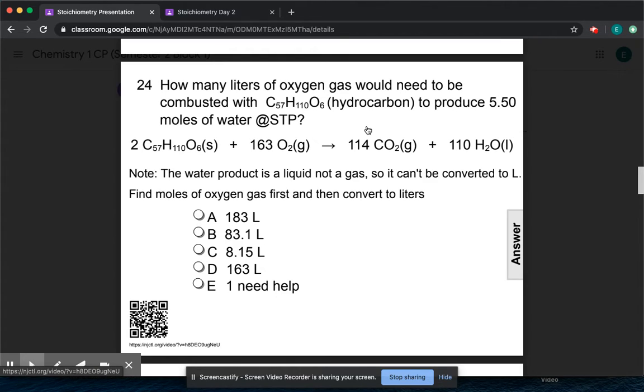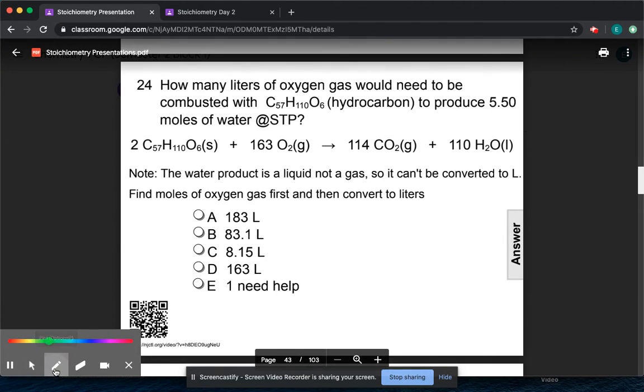Okay. So we want to go from water to oxygen. Okay. That's what we are comparing. We're told how much water we make. We want to know how much oxygen we need. Okay. We want liters of oxygen. We're told water. We want to find oxygen.